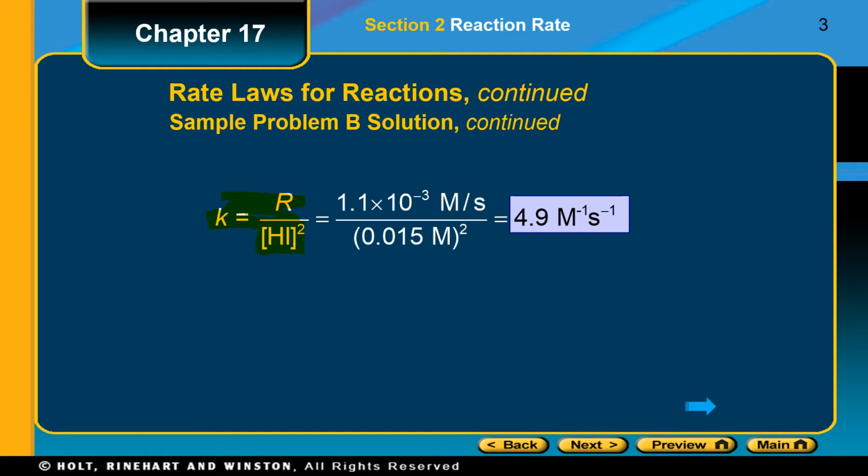So if I take 1.1 times 10 to the minus 3 on my calculator, divided by 0.015 and then square, don't forget to square it, then I will get this number right here. I got 4.9. We probably have to round it to 2 significant digits since this has 2. 4.9. Okay, that's the easy part with the calculator. Now we have to do the units.